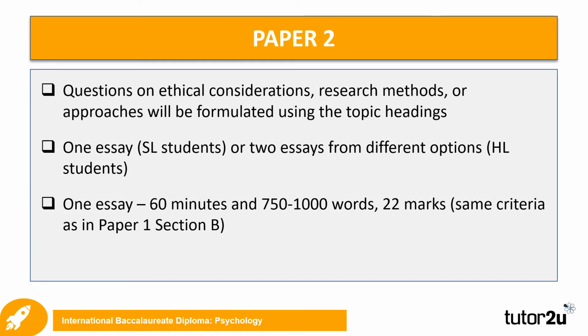Standard level students will need to write 1 essay, whilst higher level students will need to write 2 essays from different options. 1 essay should take you about 60 minutes to write and include between 750 and 1000 words. Essays are scored out of 22 marks. The grading criteria are the same as for essays in Paper 1 Section B.